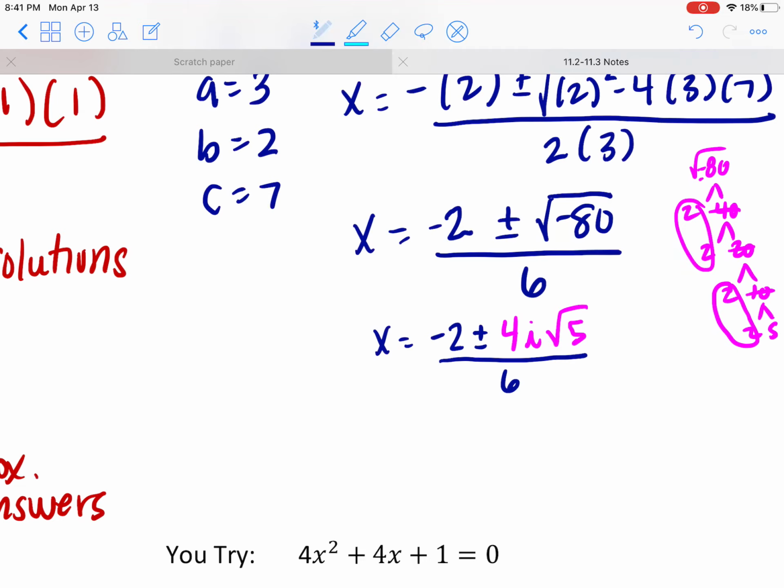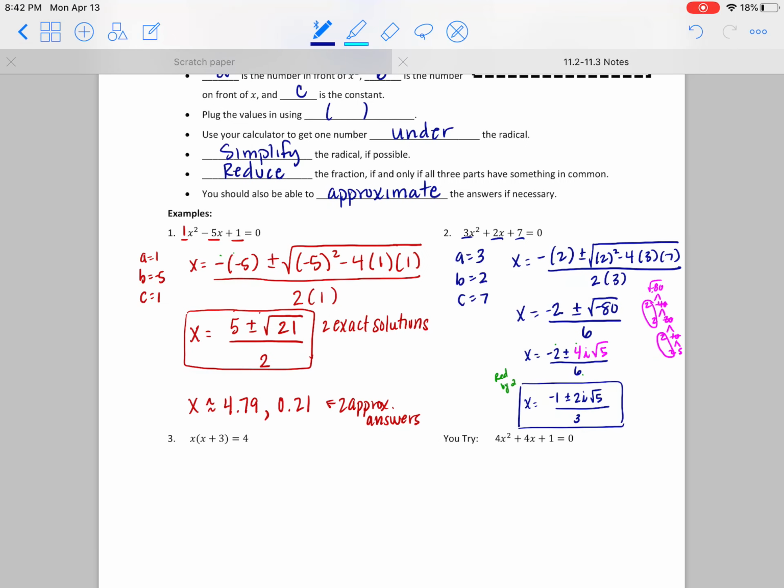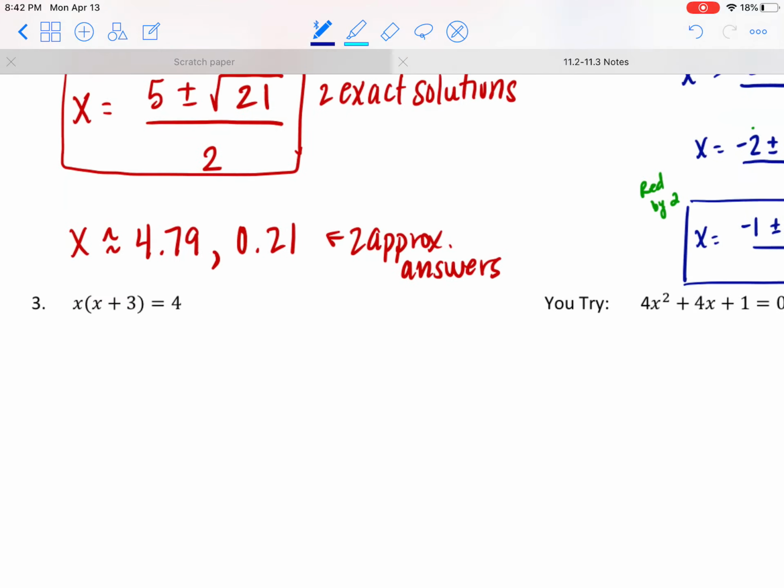Now that we've simplified the radical, this fraction is reducible because the 2 and the 4 and the 6 have a 2 in common. So if I reduce by 2, then I end up with negative 1 plus or minus 2i radical 5, and then 3 on the bottom. And those would be my two exact solutions here. Okay, that was a little bit messier, not always so nice as the first one where we didn't have to simplify.